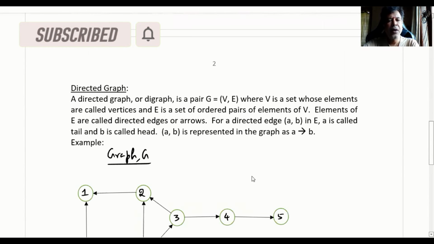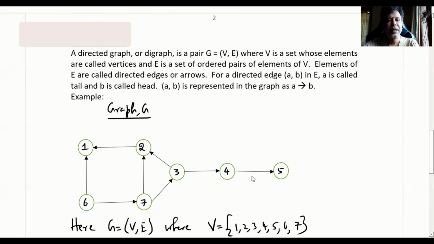Now let us proceed to understand what is a directed graph. A directed graph, also called a digraph, is a pair capital G which is equal to V comma E, where V is a set whose elements are called vertices, same definition, and E is a set of ordered pairs of elements of V. Elements of E are called directed edges or arrows, or simply edges also, but those edges are directed. For a directed edge A comma B in capital E, A is called the tail. This first element is called the tail and the second element is called the head, and it is denoted by A to B.